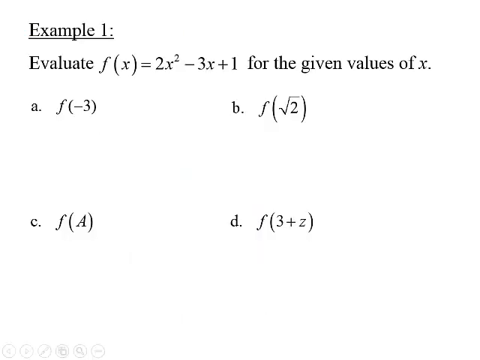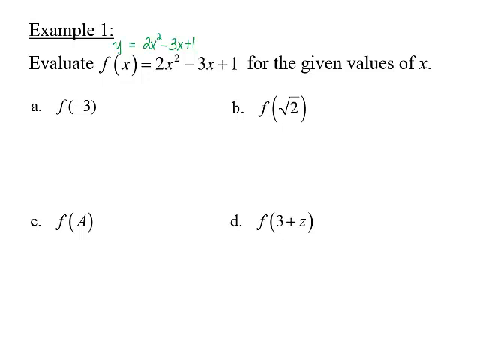In example 1, we evaluate the function f of x equals 2x squared minus 3x plus 1 for some given values of x. Now again, it's important to remember that f of x is just another way to write y. We could have just written y equals 2x squared minus 3x plus 1. But in mathematics, we like to use symbols and abbreviations. And this function notation will actually help us when we're trying to evaluate a function.